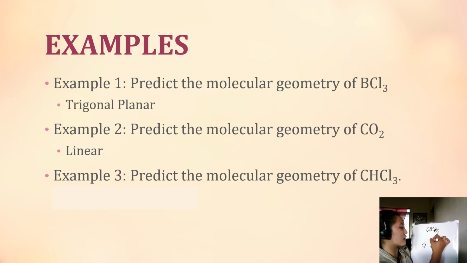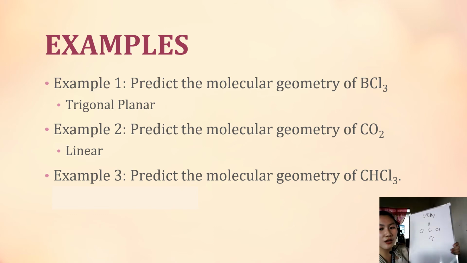and then hydrogen. Now let us find their Lewis dot structure. Carbon has an atomic number of 6. 1, 2, 3, 4, 5, 6. So it has 4 valence electrons. So 4 dots.